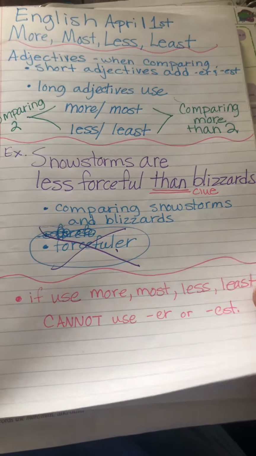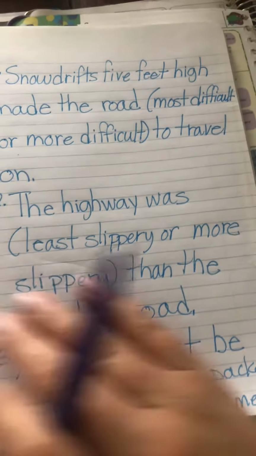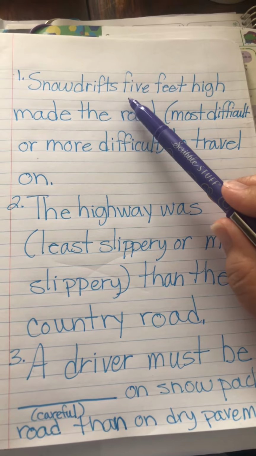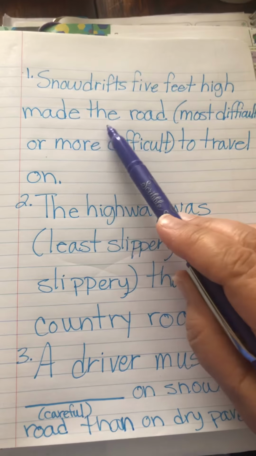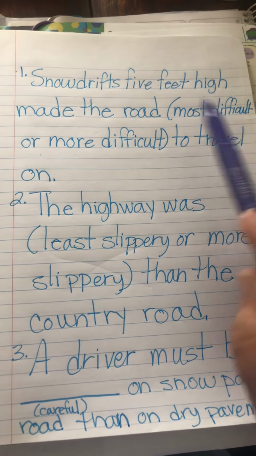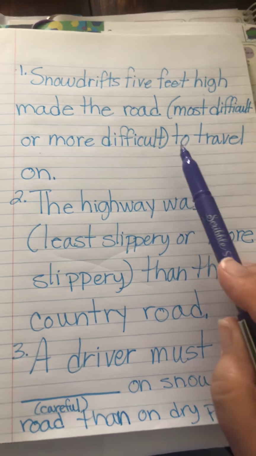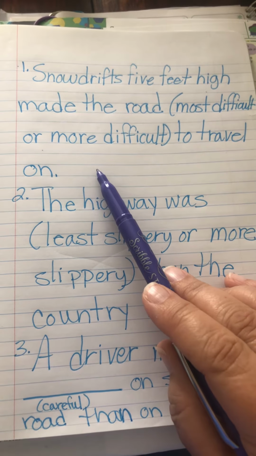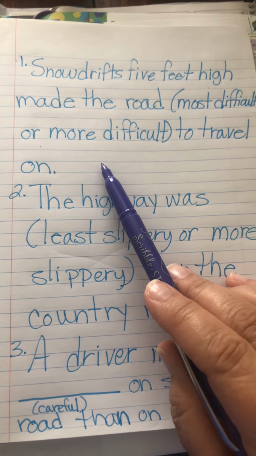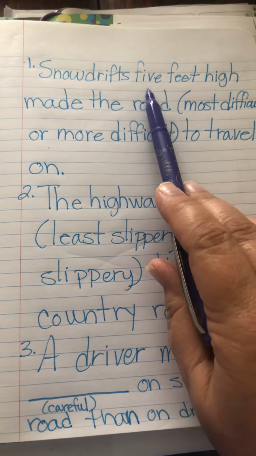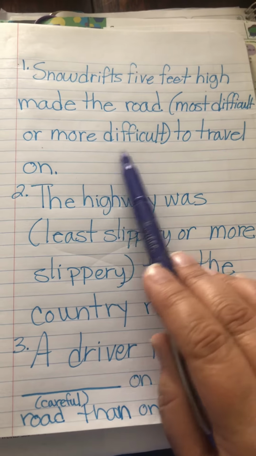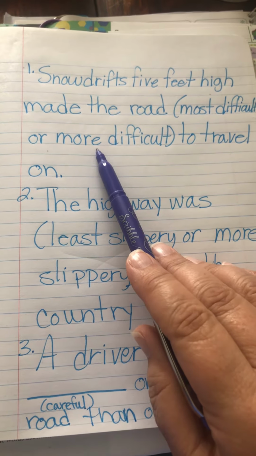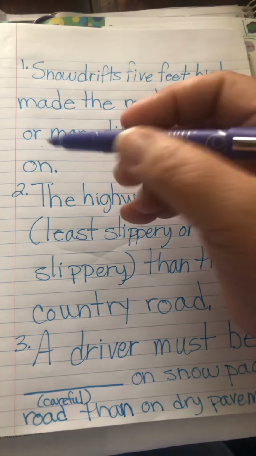Let's look at a few examples. In this sentence it says, snow drifts 5 feet high made the road most difficult or more difficult to travel on. Well, I have to think about what am I comparing? Well, I'm comparing driving with snowdrifts to driving without snowdrifts. So, more difficult would be the correct answer.